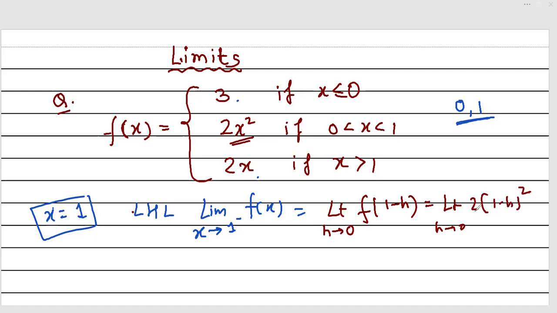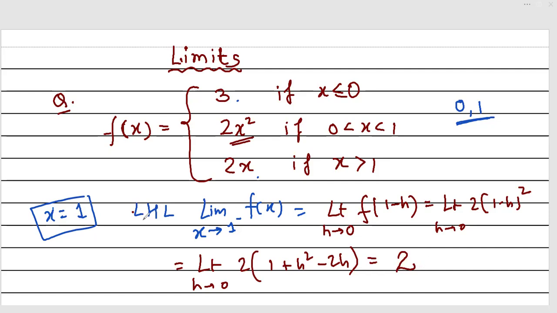Now, if you do the square part, this will be limit h tends to 0 of 2 times, 1 minus h whole square, which is 1 plus h square minus 2h. Now you just plug in the value of h as 0 here. So it will become 2. So left hand limit for x is equal to 1 is 2.